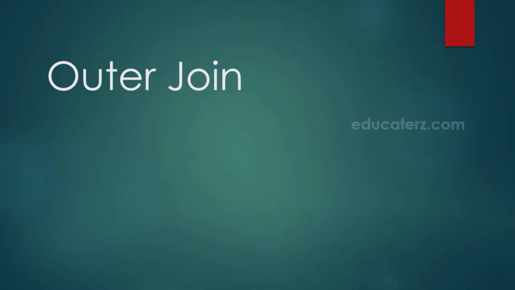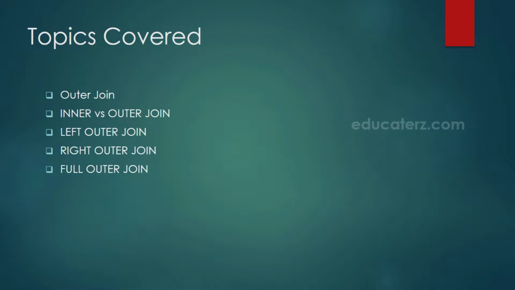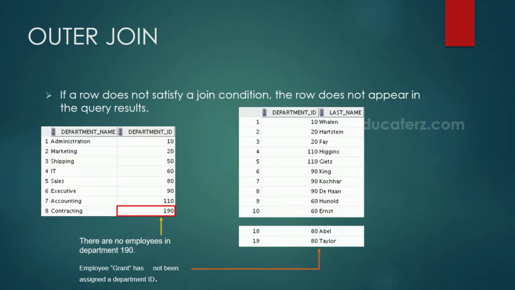In the last class, we have seen self-join, joining a table to itself. In this class, we will see outer join. Topics covered: outer join, inner join versus outer join, left outer join, right outer join, full outer join. We will see one by one. Outer join.